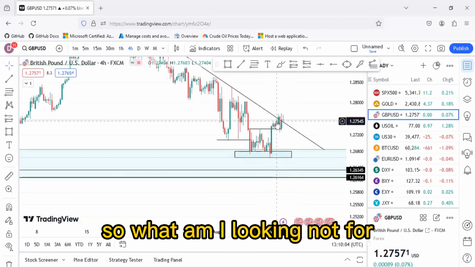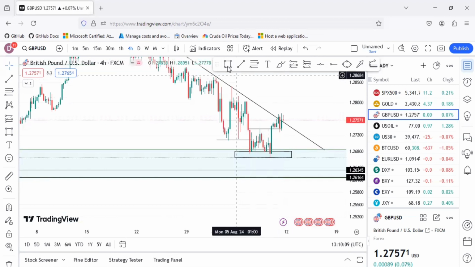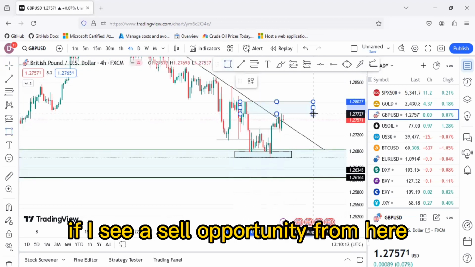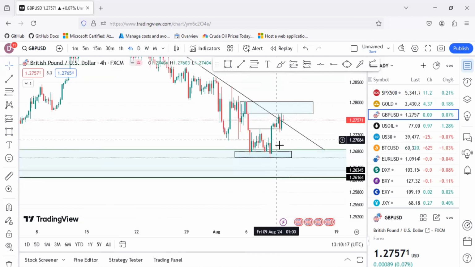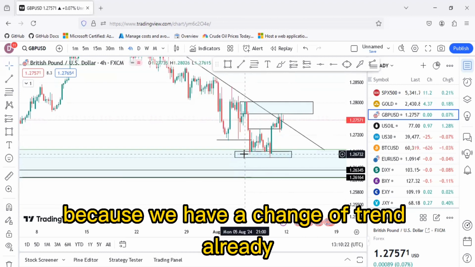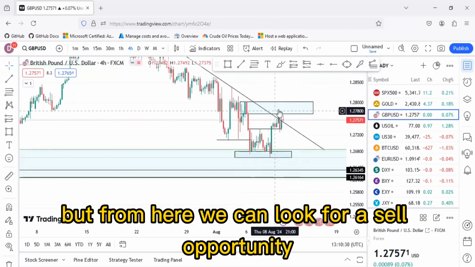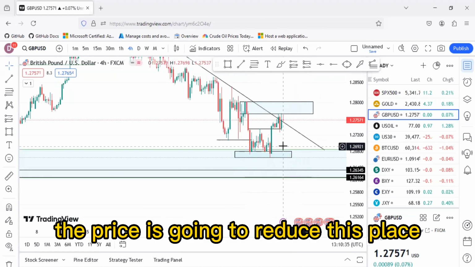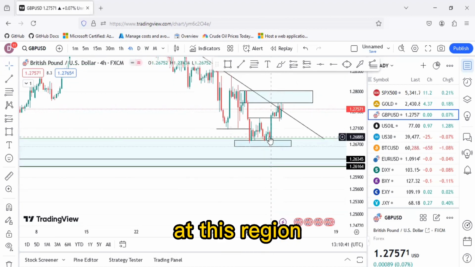So what am I looking out for? I need the price to retrace after breaking this trend line properly. If I see a sell opportunity from here, I'm going to sell down to this particular region here. Then from this particular region is where we start a proper buy, because we have a change of trend already. So I'm just waiting for a retrace back to this region here. Then we'll begin to buy. But from here, we can look for a sell opportunity, because most definitely the price is going to retest this place. But now there is something that I would like to quickly show us at this region.